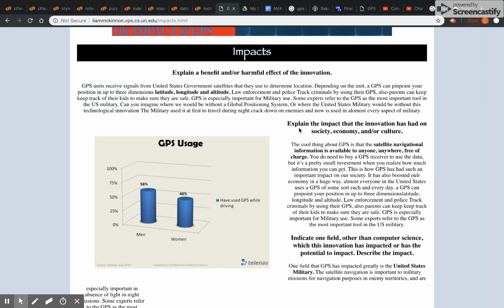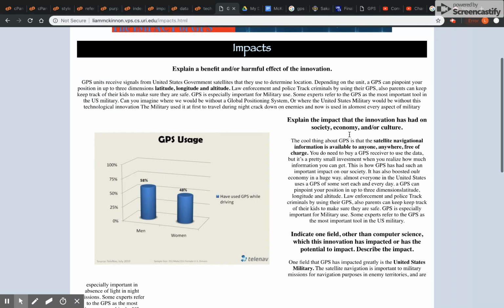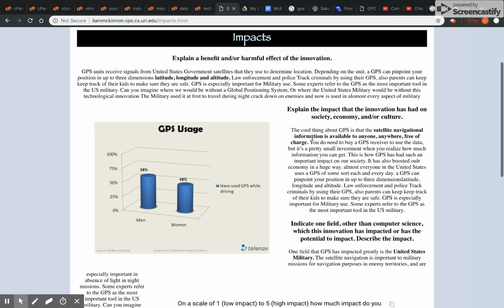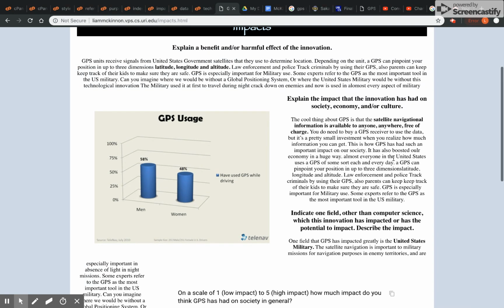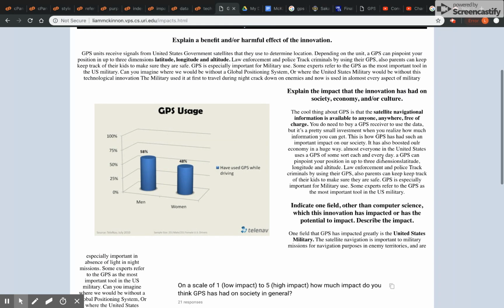Okay, next is explain the impact of the innovation. So the cool thing about GPS is the satellite navigation information is available to anyone, anywhere, free of charge. You do not need to buy a GPS receiver to use the data, but it's a pretty small investment when you realize how much information you can get. This is how GPS has had such an important impact on our society.